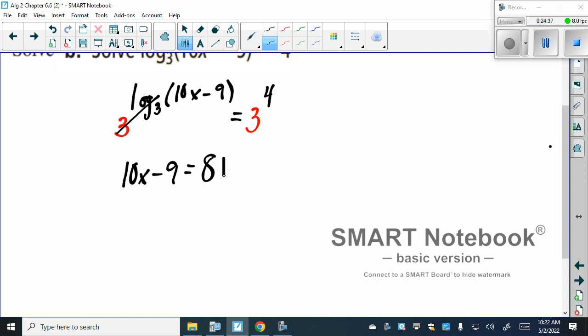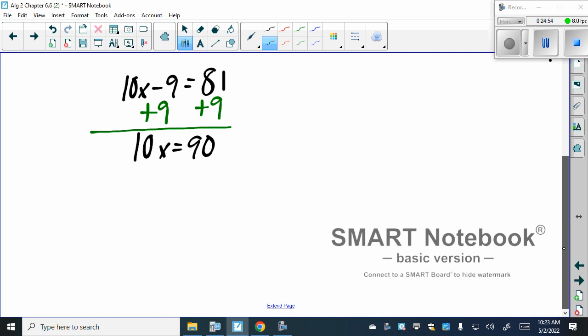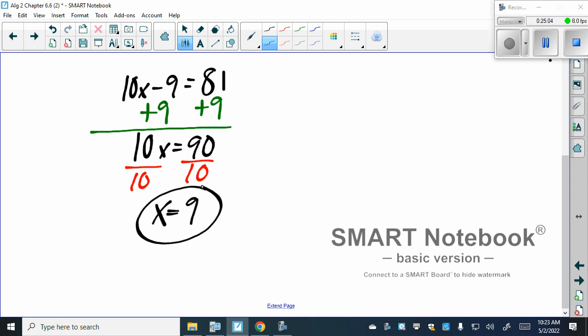Now we need to just solve. Questions on any of this here? Well, the first thing we can do is add 9 to both sides, which tells us that 10x is equal to 90. Divide both sides by 10, and x is equal to 9. And if we plug that back in, we'll see that what's inside the log is not negative or 0, and 9 is the correct answer.